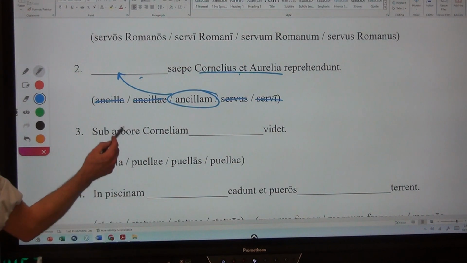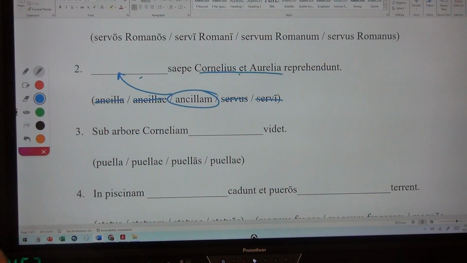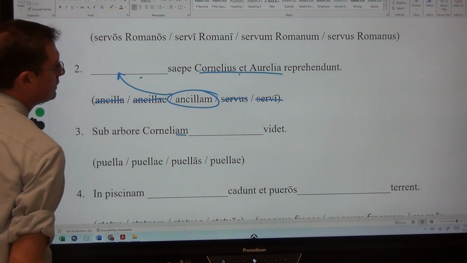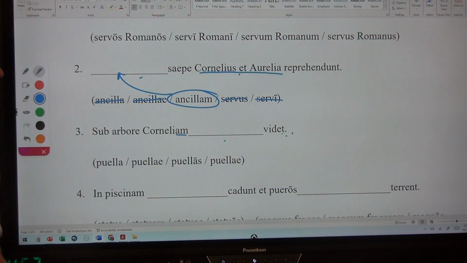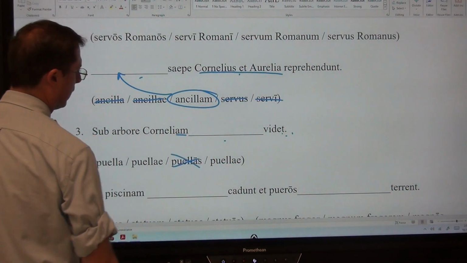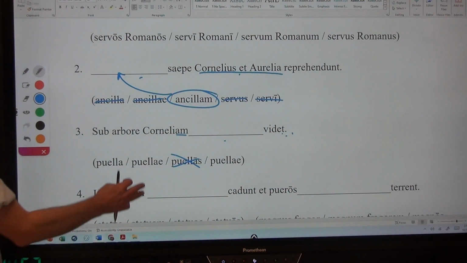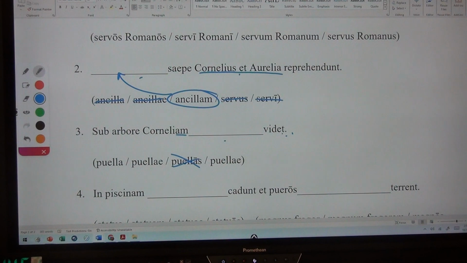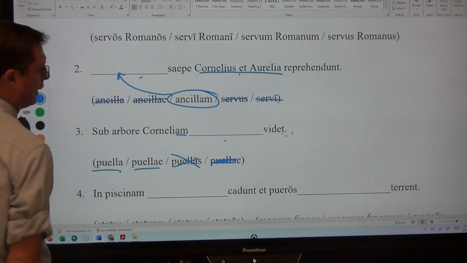Number three, so under the tree, he, she, or it sees Cornelia. I know that Cornelia is the direct object because it is accusative. And so what I need in the blank is who is the he, who is the she, who is the it. So I go ahead and get rid of that right there. And so we don't need an accusative in that blank. We already got us one. And so we need a nominative. I know that it is repeated. I don't know why. But are we going to want puella nominative or puellae nominative?